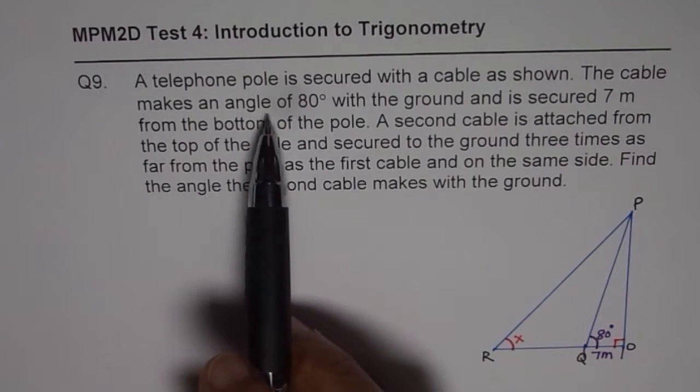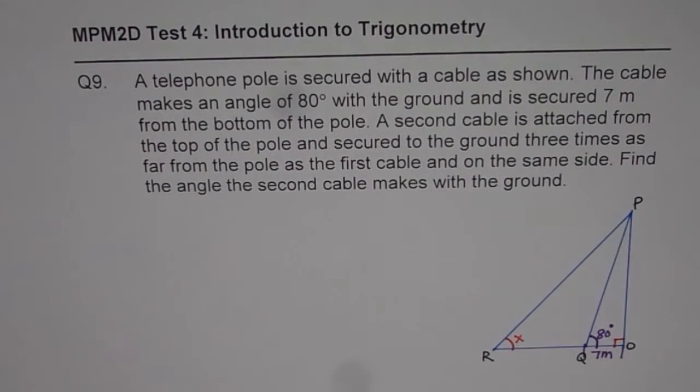A telephone pole is secured with a cable as shown. The cable makes an angle of 80 degrees with the ground and is secured 7 meters from the bottom of the pole. A second cable is attached from the top of the pole and secured to the ground 3 times as far from the pole as the first cable and on the same side. Find the angle the second cable makes with the ground.